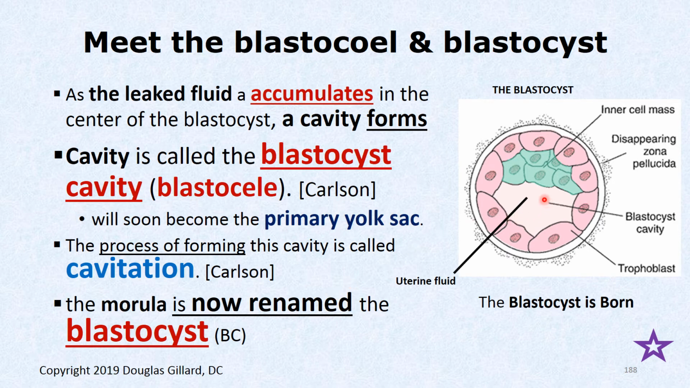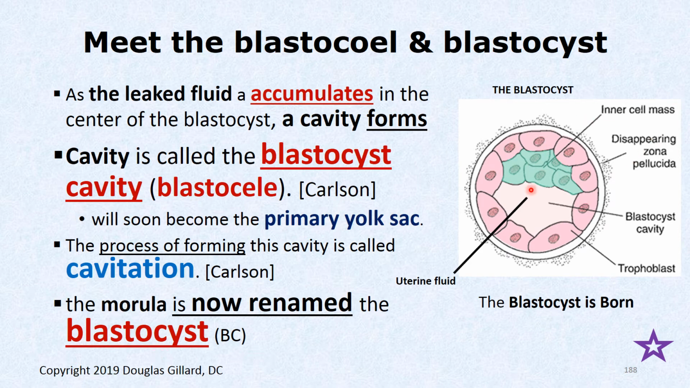But because we have a really new recognizable structure, a cavity within our little creature here, we give this a new name, and it's named after the blastocoel. So it's no longer called the morula at this point. It's called the blastocyst. And remember, this is day 5. We're not even implanted into the uterine wall yet. We're still in the martini fluid. We're in the uterine fluid in the martini glass, right?